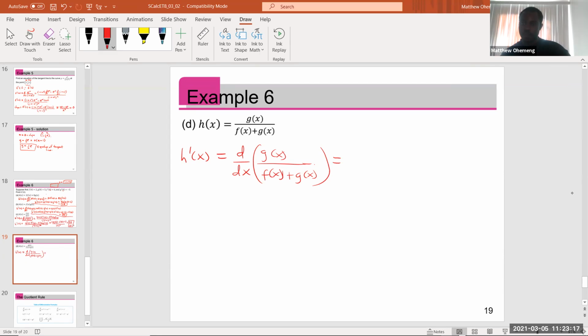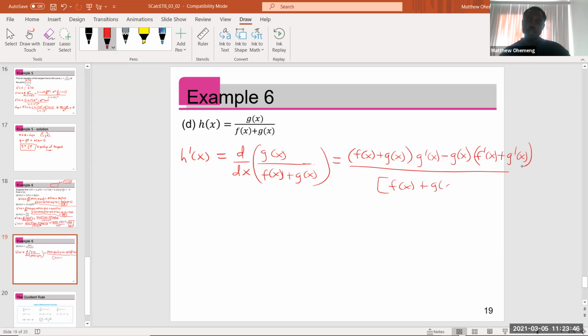The low itself is a sum. So low is f of x plus g of x. D high is just g prime of x, minus high, g of x. D low will be what? The derivative of what is down here. But the derivative of a sum is the sum of the derivatives. So that'll be f prime of x plus g prime of x, right? All over the square of what is below. So that'll be f of x plus g of x, all squared.